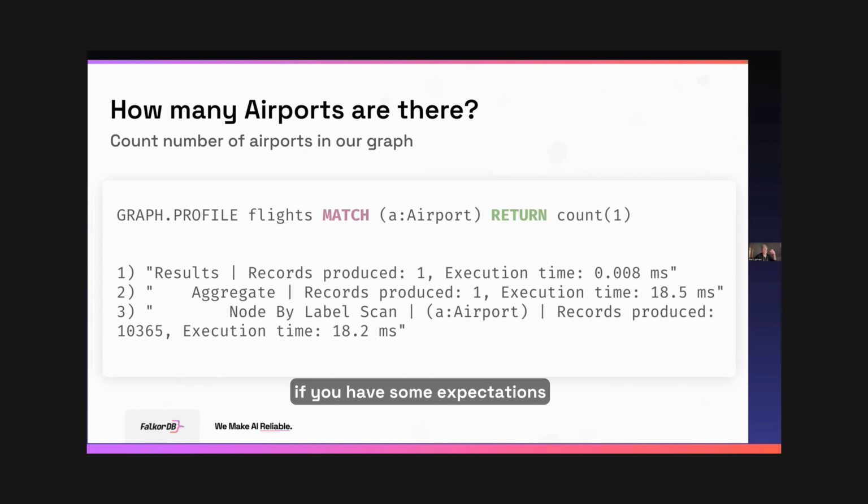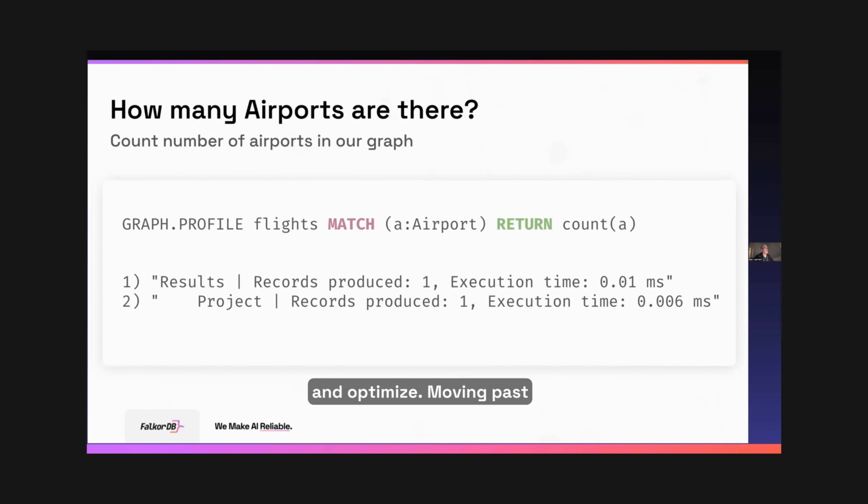Well, if you have some expectations saying, oh, I'm just doing a count for some specific node type and I'm getting this after 36 milliseconds, that doesn't seem reasonable. Let me inspect the execution plan, and then you're seeing that all of this work is being done. That doesn't make too much sense. Then you can be on the lookout to try and optimize.